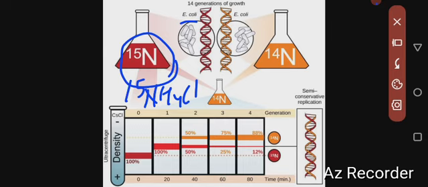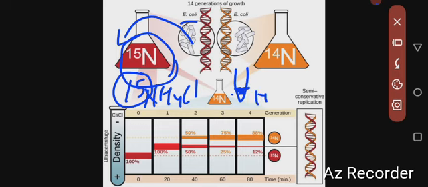That means if you subject these E. coli cells to NH4Cl medium in which the N is labeled with 15, you will get the heavy band of N15. And if you transfer this E. coli from N15 to N14, then you will get a lighter band, because N14 is a lighter isotope.